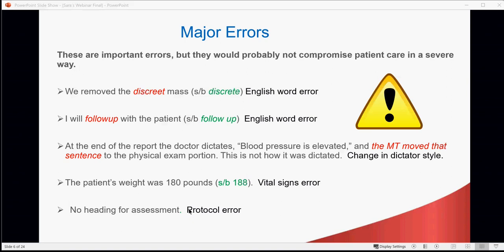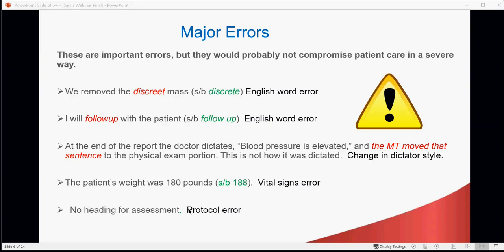Let's try to substitute a verb in there and see how it sounds. Let's substitute eat. I will eat with the patient. Makes perfect sense. That is a verb, so follow up should be in the verb form, which is two words.